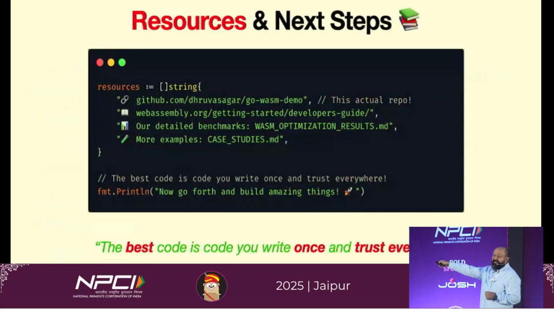So these are the resources and next steps. The go-wasm-demo repository is the one that I have built. And these are the official resources. The WebAssembly.org website has a lot of resources. And within this repository as well, you'll find a lot of good documentation covering a lot of very good aspects of that, and a lot of these case studies that I showcased in a lot more detail as well. You can look at that.